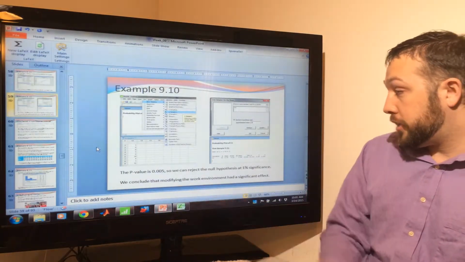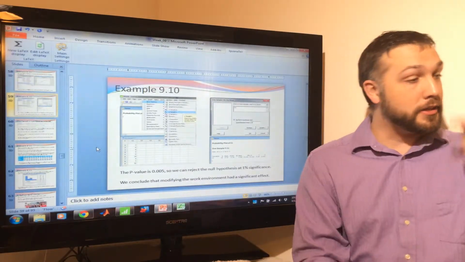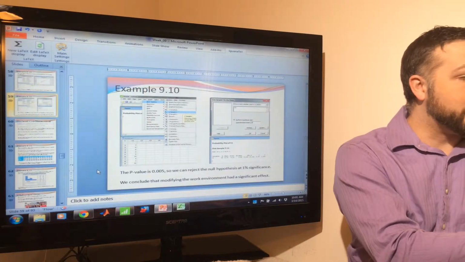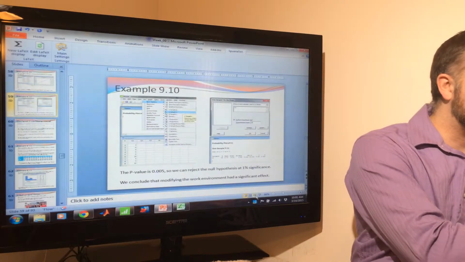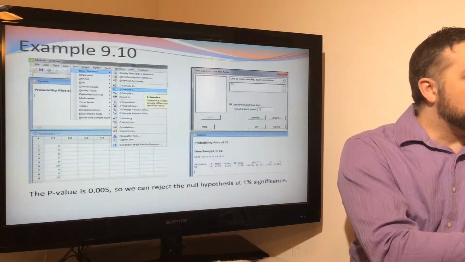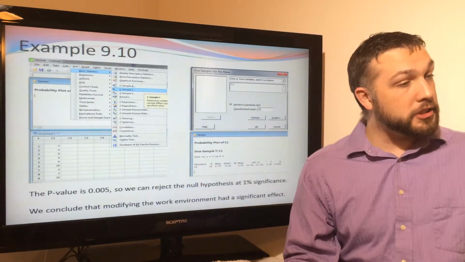So, again, we conclude that modifying the work environment had a significant effect, because the null hypothesis said otherwise, said there was no effect, but we rejected that because the p-value was low. Okay, so that's summarized in the slides, the little test we just performed.